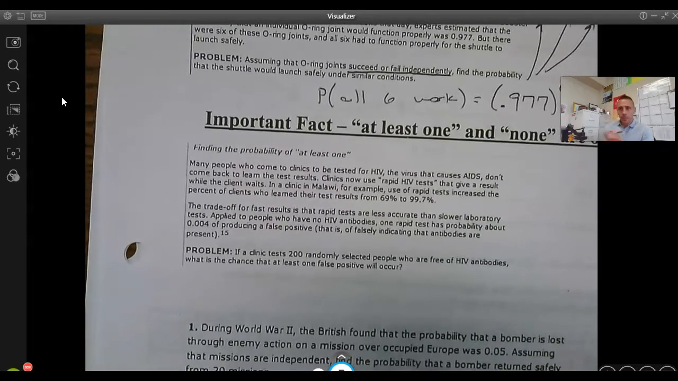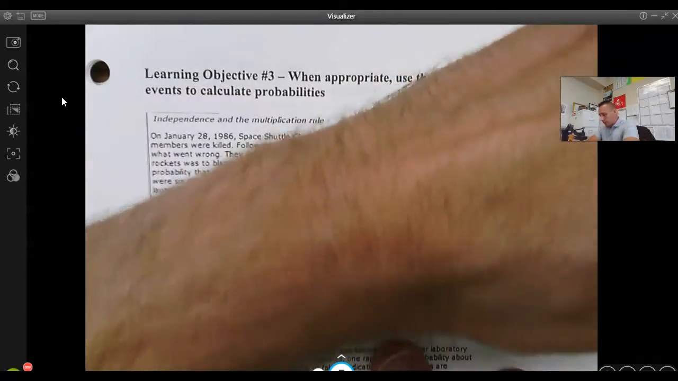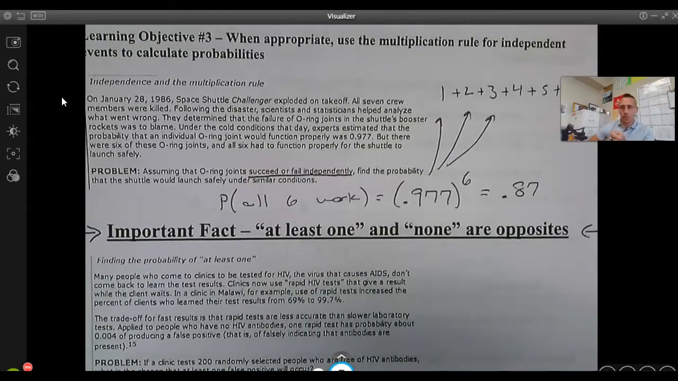The second skill we're going to use this multiplication rule for is finding the probability of at least 1. This is incredibly important here. At least 1 and none are opposites. What the heck does that mean? If I'm taking at least 1 AP class, the opposite of that would be I'm not taking any, because at least 1 means 1 or more. So the opposite of at least 1 is none.